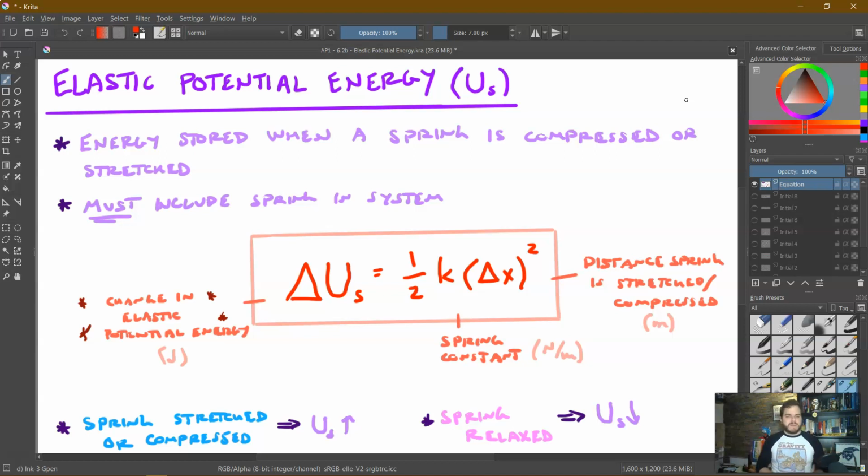And delta x is the distance the spring has been stretched or compressed in meters. If we stretch or compress the spring more, the elastic potential energy of the system will go up. If we allow the spring to become more relaxed, so we allow it to go more towards its equilibrium position, then the elastic potential energy will in fact go down. Okay, that's the last type of mechanical energy we need to make sure we understand. That should be it.